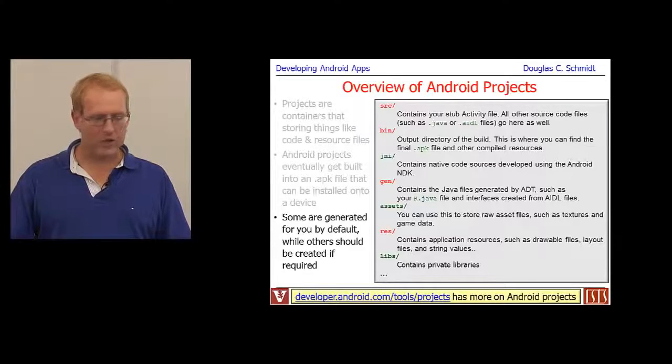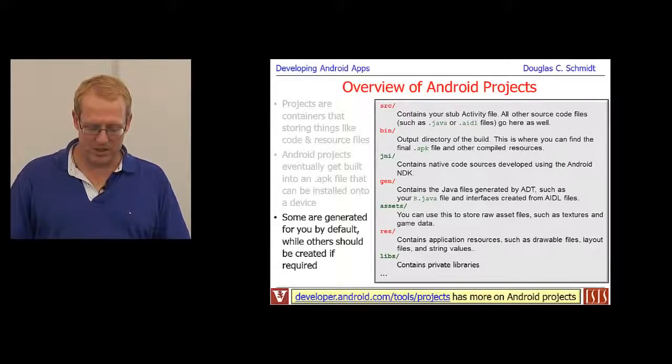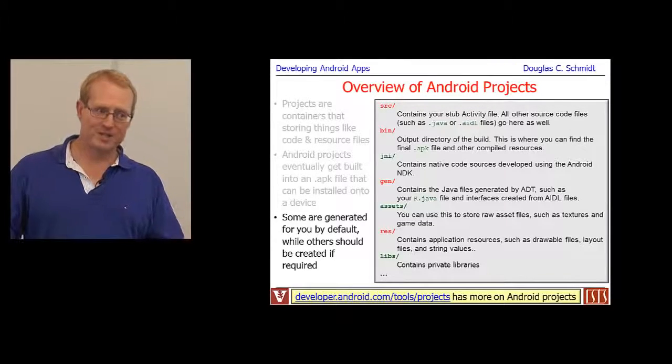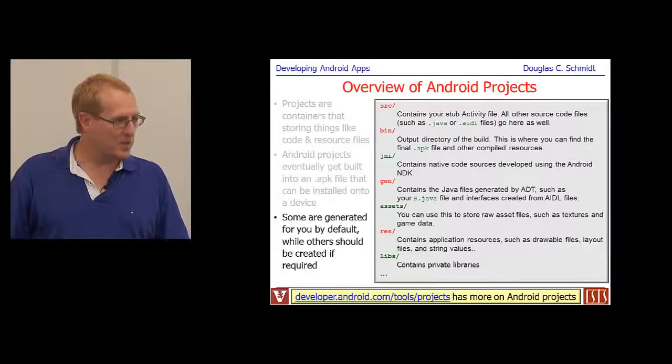Here is just a quick tour through some of the key directories. There is other stuff, but these are the ones you're typically going to run into most. There's the source directory. We'll talk about that in a second. It contains the source code files, typically Java files, but sometimes other kinds of files as well.